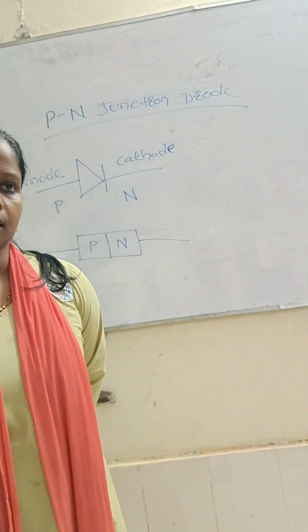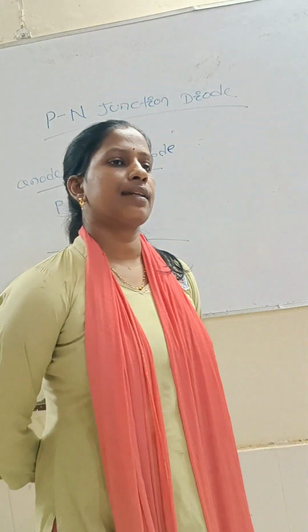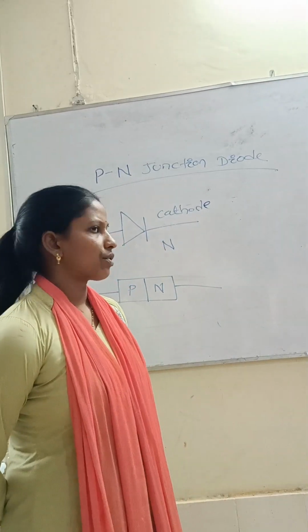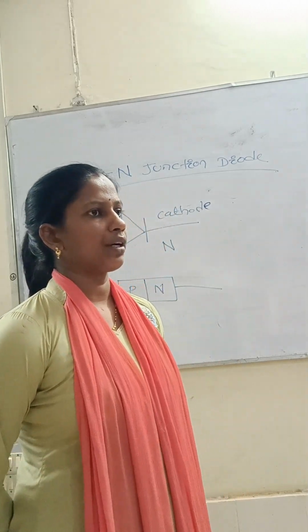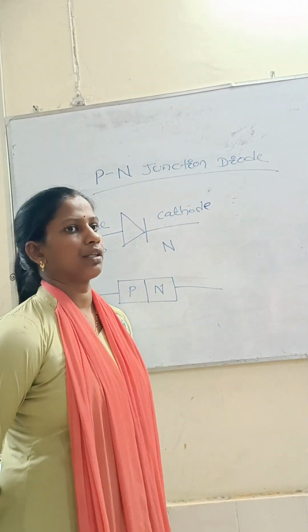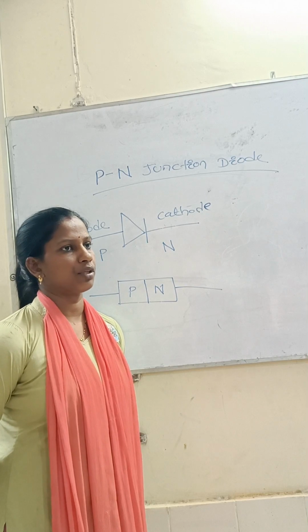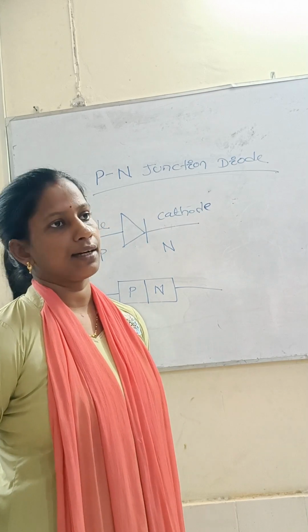What is the application of junction diode? Junction diode is generally used in rectifiers. Next question. Why is PN junction diode called a unidirectional device? In PN junction diode, current flows only in one direction. Reverse direction current is not possible here. So it is called a unidirectional device.